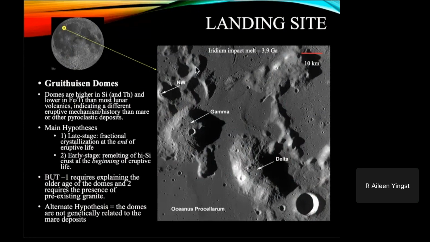We are landing in the Gruithuisen domes. We actually started out, as I said, in 2019. We were task order 19C and then lost our lander, and we have been remanifested with sampler on CP21, which is headed to the Gruithuisen domes. This is a unique and unusual set of higher silica volcanic constructs that are surrounded by Mare material.